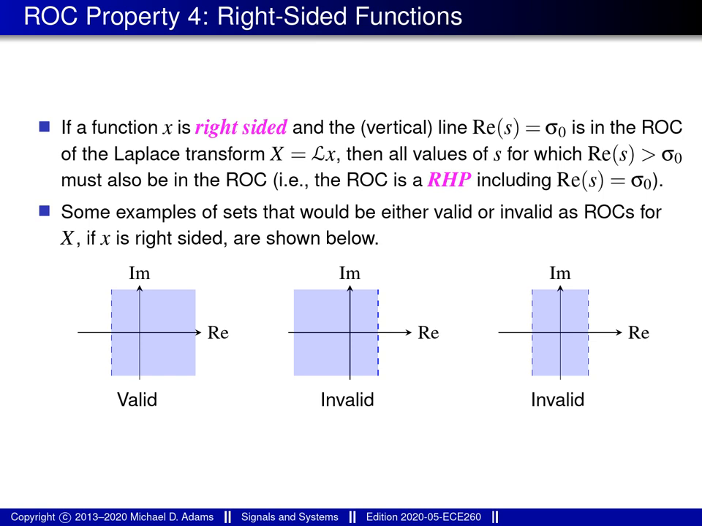At the bottom of the slide are three figures, each showing a set in the complex plane. Let's consider if each of these sets would constitute a valid region of convergence for the Laplace transform of a function that is right-sided but not left-sided. The set shown in the leftmost figure is a valid region of convergence, since this set is a right half plane. The sets shown in the middle and rightmost figures are not valid regions of convergence, since they are not right half planes, and a right-sided but not left-sided function must have a region of convergence that is a right half plane.